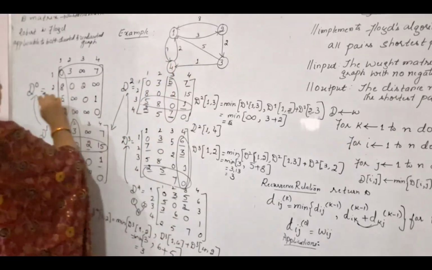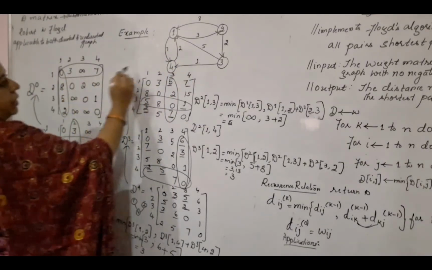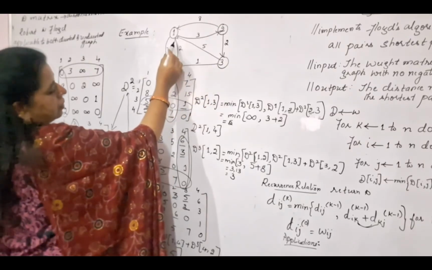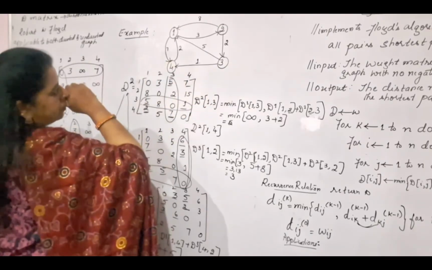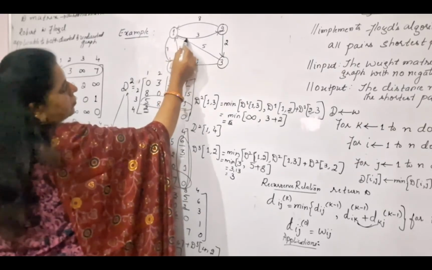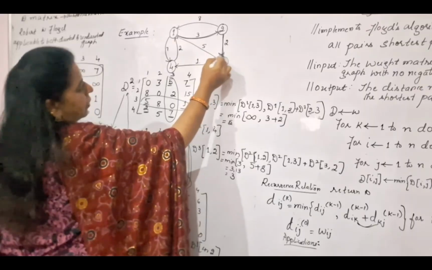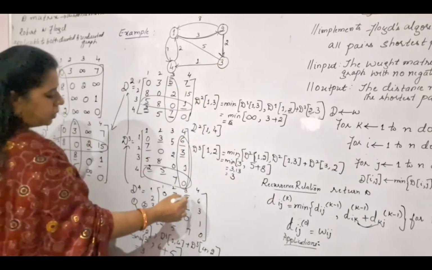Earlier, when we started with the initial matrix, it was infinity. Now you can check here 1 to 3 it is 5, and it can be done like this: 1 to 3, first go to 2. 1 to 2 is 3 and 2 to 3 is 2. So 3 plus 2, 5, that is how you are getting it.